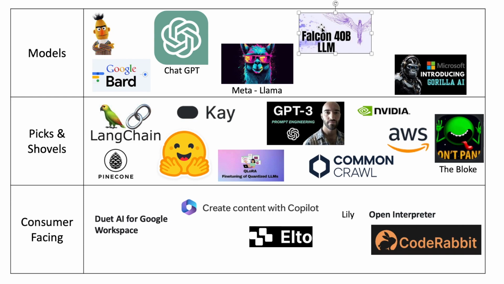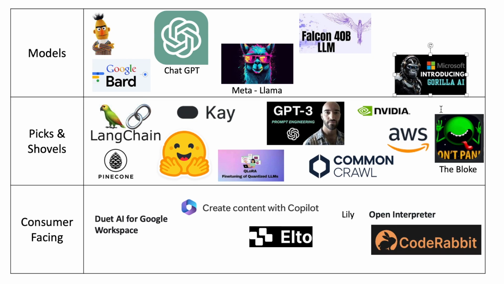And then there's Microsoft. They've worked a lot with ChatGPT. It looks like they're going off on their own with this Gorilla AI, and I think they need some help with their logo because it's a little scary.